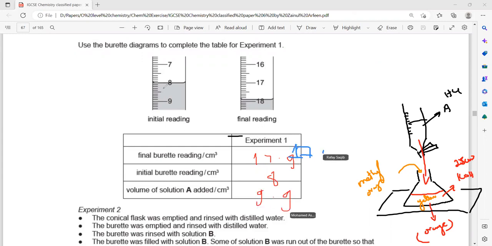So the initial is 8, okay. But don't write 8, write 8.0. Even if it's shown as 8, write 8.0. Why? Because it is accurate to 0.1 cm cube, so you should be precise with your reading. And then the next is 17.9, and when you take the difference, it is 9.9. So how much HCl is needed? We need 9.9 cm cube of HCl to react with 25 cm cube of potassium hydroxide. That is in the first experiment.